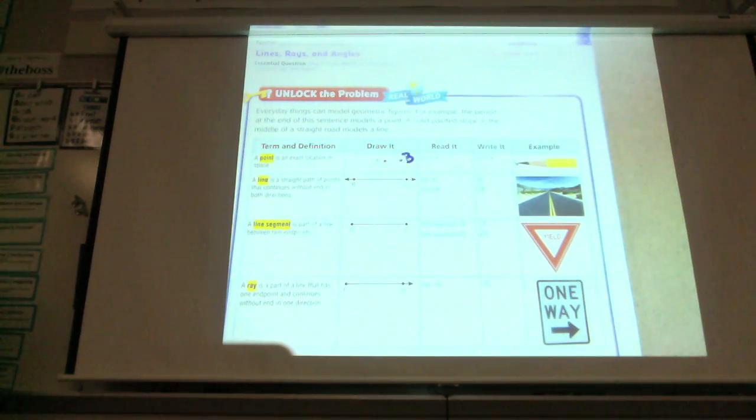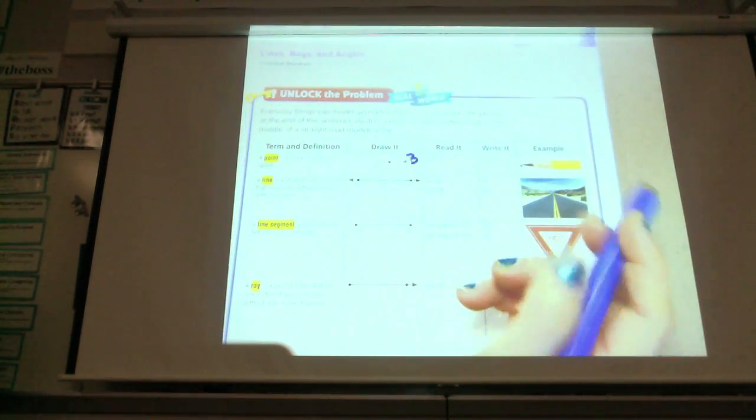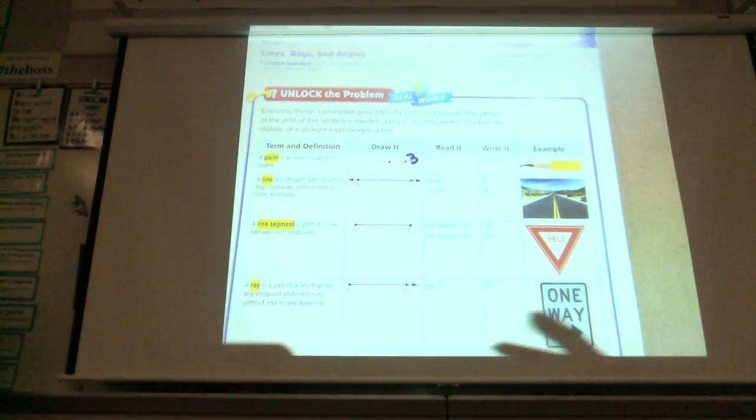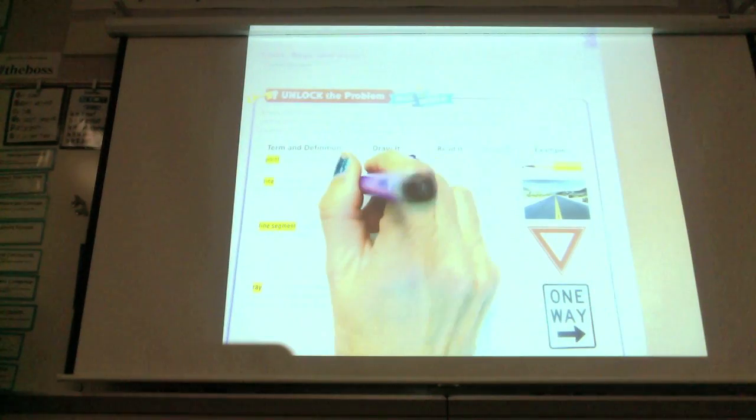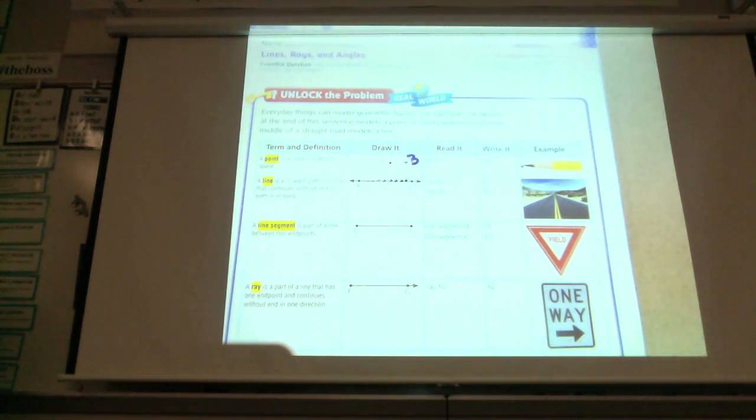We kind of talked about this already. What is a line? It's a straight path of points that continues without an end in both directions. So this line continues that way forever. And this line continues that way forever until they meet each other as they go around the earth and come back to each other, basically. It's an infinite set of points. What they mean by set of points is it's all of these points. Do you see that there's all these points on this line and they're all connected infinitely?